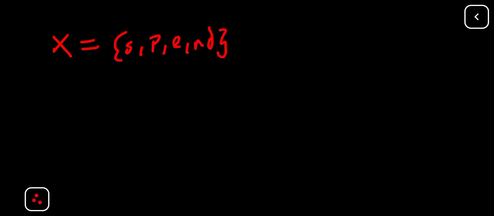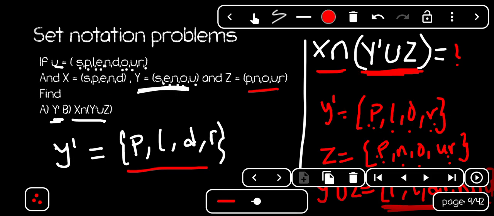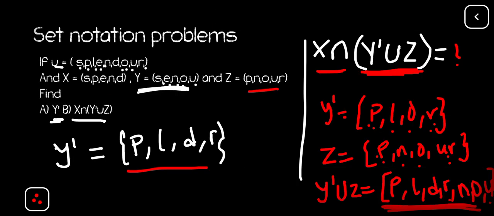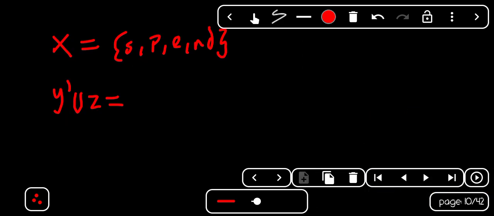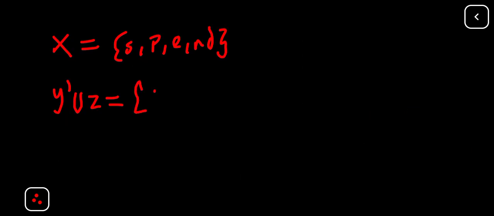All right. Now we have Y complement union Z as what? Let me get it. As P, L, D, R, N, O, U. So we have it as P, L, D, R, N, O, U. So now, what is the intersection?